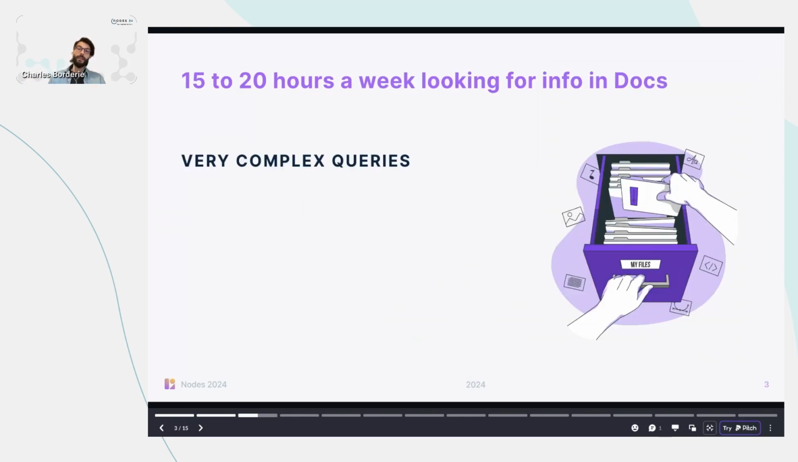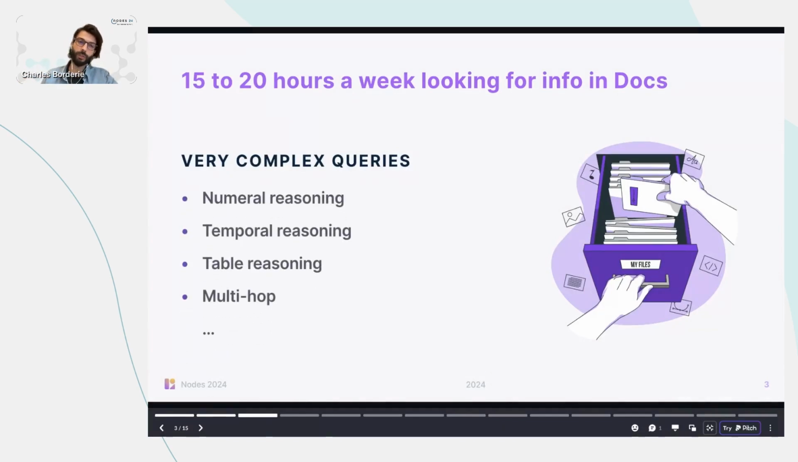The second element is that they are fetching information from these files. They are looking for a lot of very precise points of information. And so they spend roughly 15 to 20 hours a week on this. So there's a huge pain here. We're not talking about something that could be nice to have. We're talking about something that could definitely change their everyday life. If they are able to query very complex documents in natural language with very complex questions, then they can get directly to the right point of information and it can help them solve issues or make decisions.